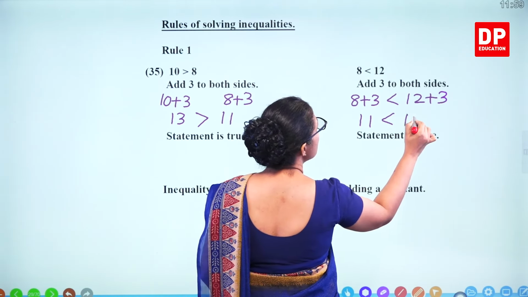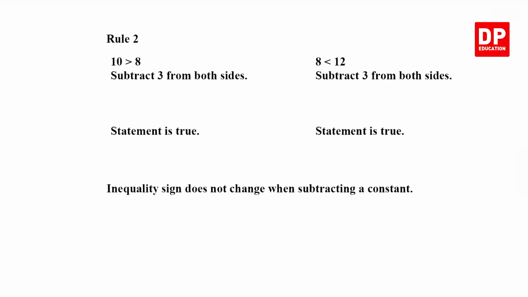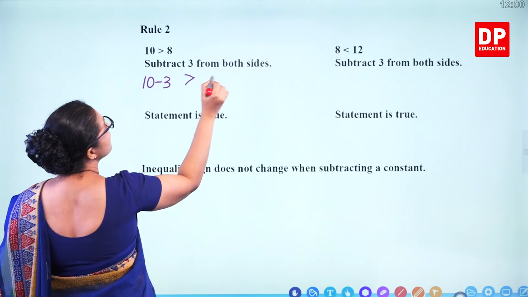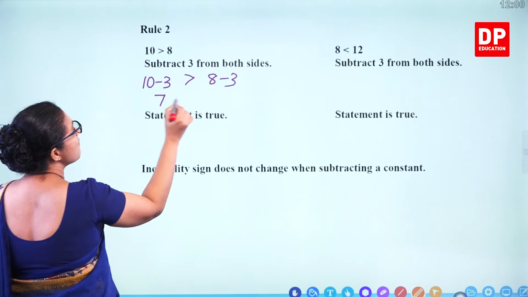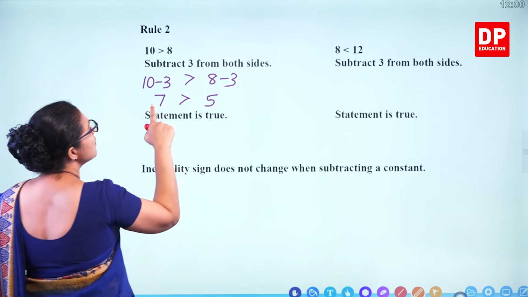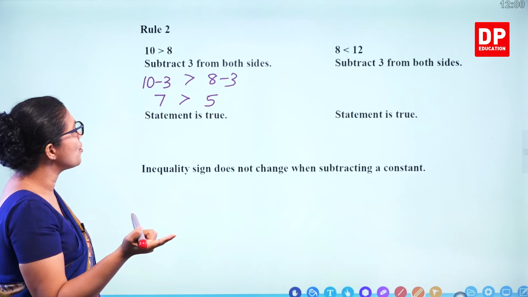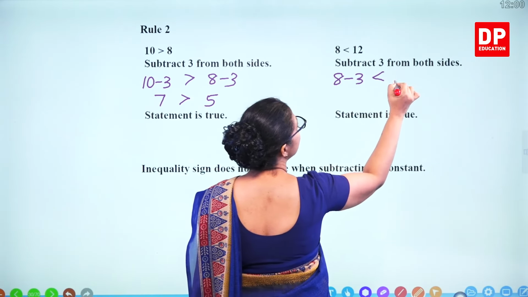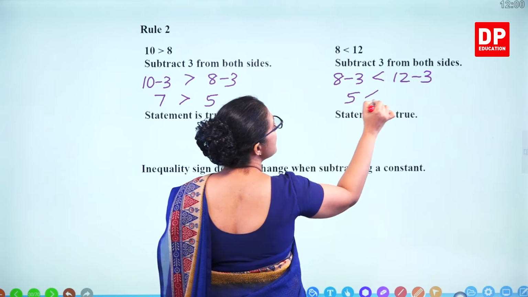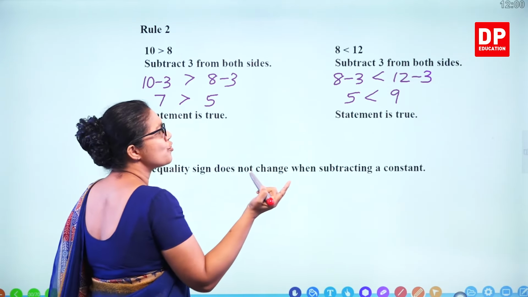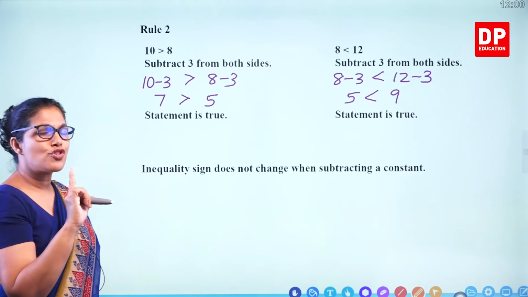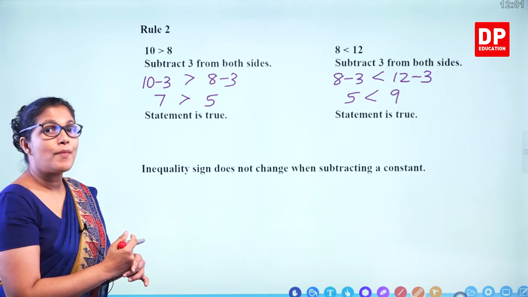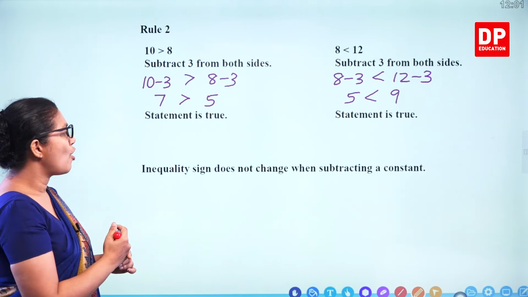We'll look at the next rule. Rule number 2. We are trying to subtract numbers. Subtract 3 from both sides. 10 minus 3, 7. 8 minus 3, 5. So 7 is greater than 5. So the statement is true. 8 less than 12. Subtract 3 from both sides. 5 is less than 9. So that's true. Statement is true. So what's the conclusion? When you subtract any amount, a constant value from an inequality, the sign is not changing.